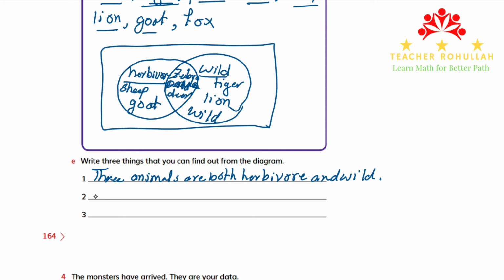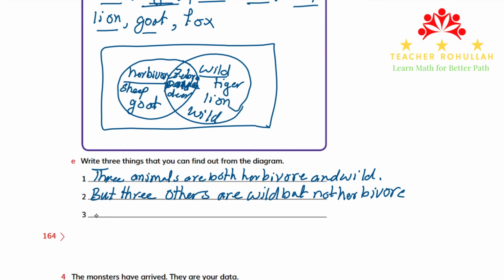But 3 others are wild but not herbivore. These things that I have written over here are based on the thinking of a grade 3 student, not a student, for example, who is in grade 5, grade 6, maybe higher. This is what grade 3 students can think of from such a diagram.